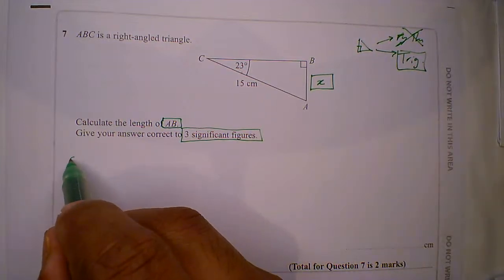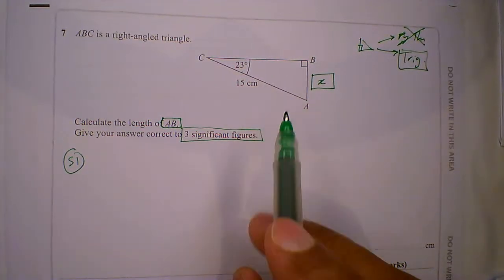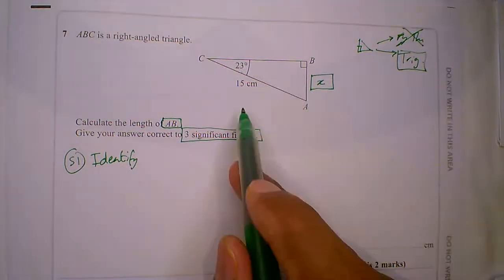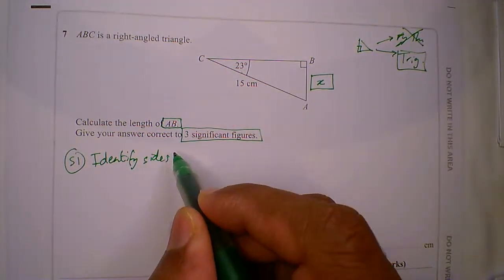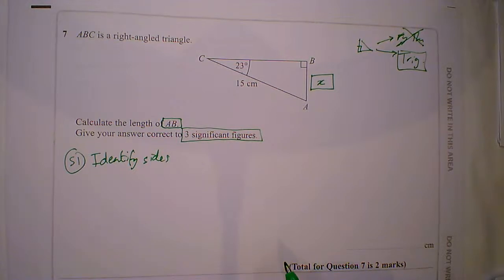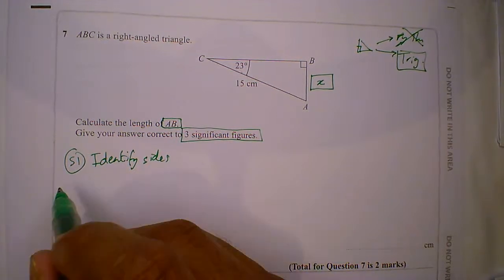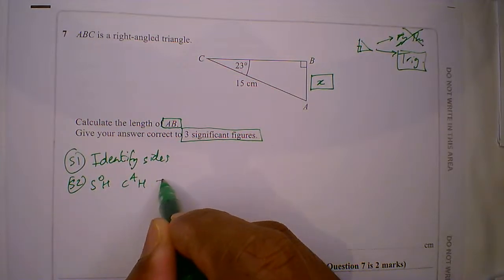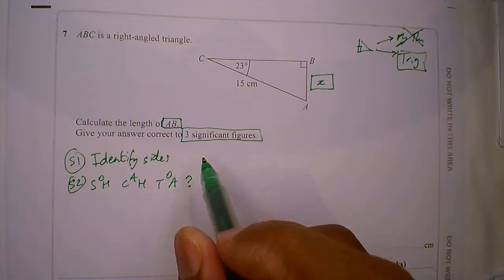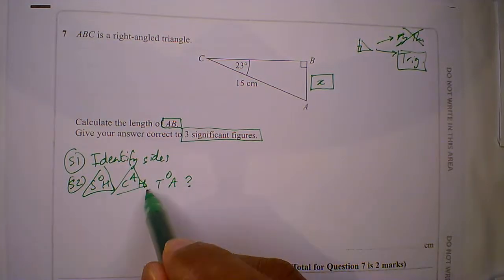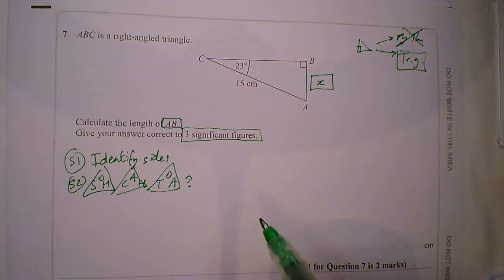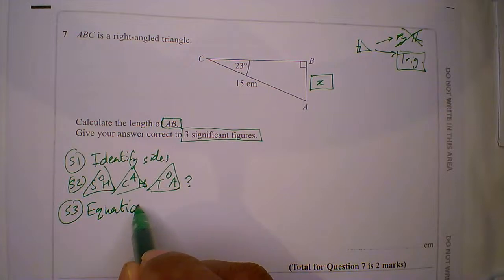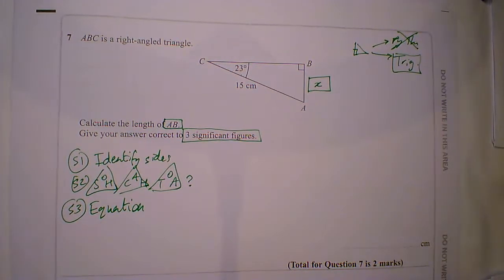Step 1 of trigonometry is we need to identify the sides. Once we identify the sides, we decide which one it is: is it sohcahtoa? We put it in this triangle format as well. Once we've got sohcahtoa, step 3, we turn it into an equation, and then we will find our answer.